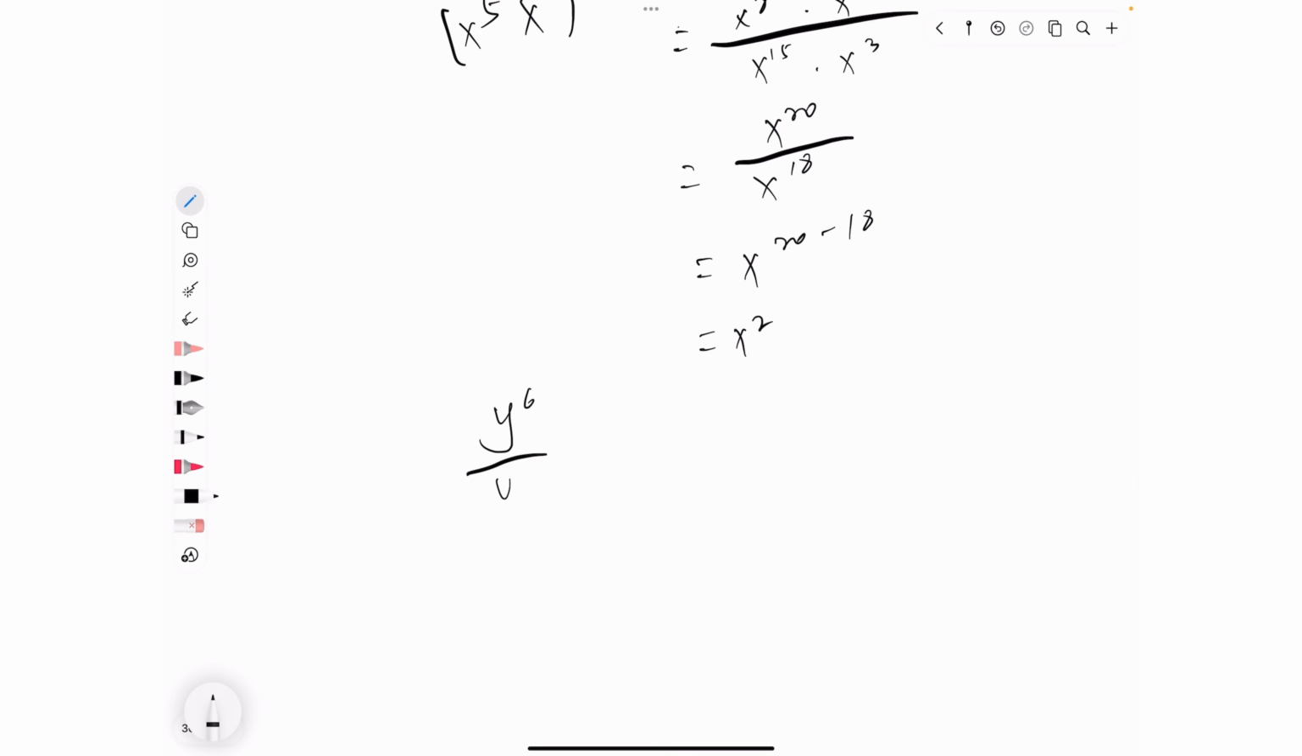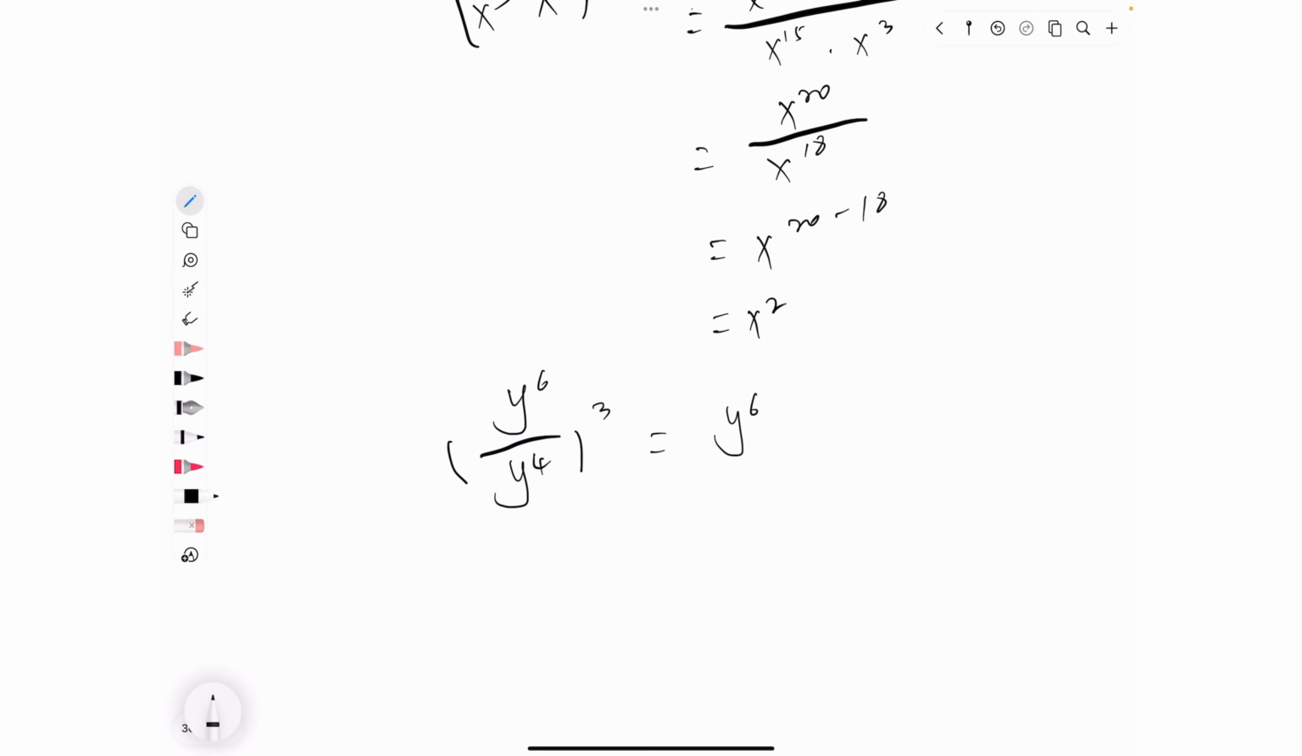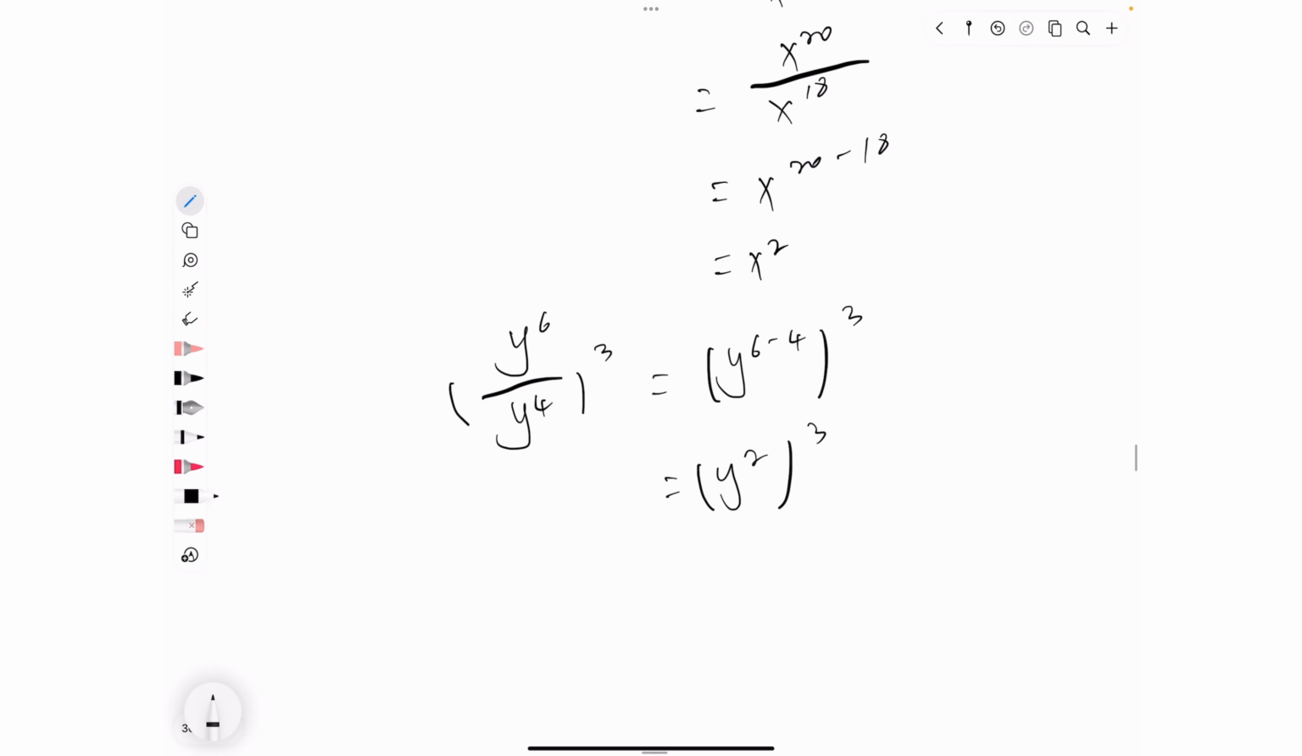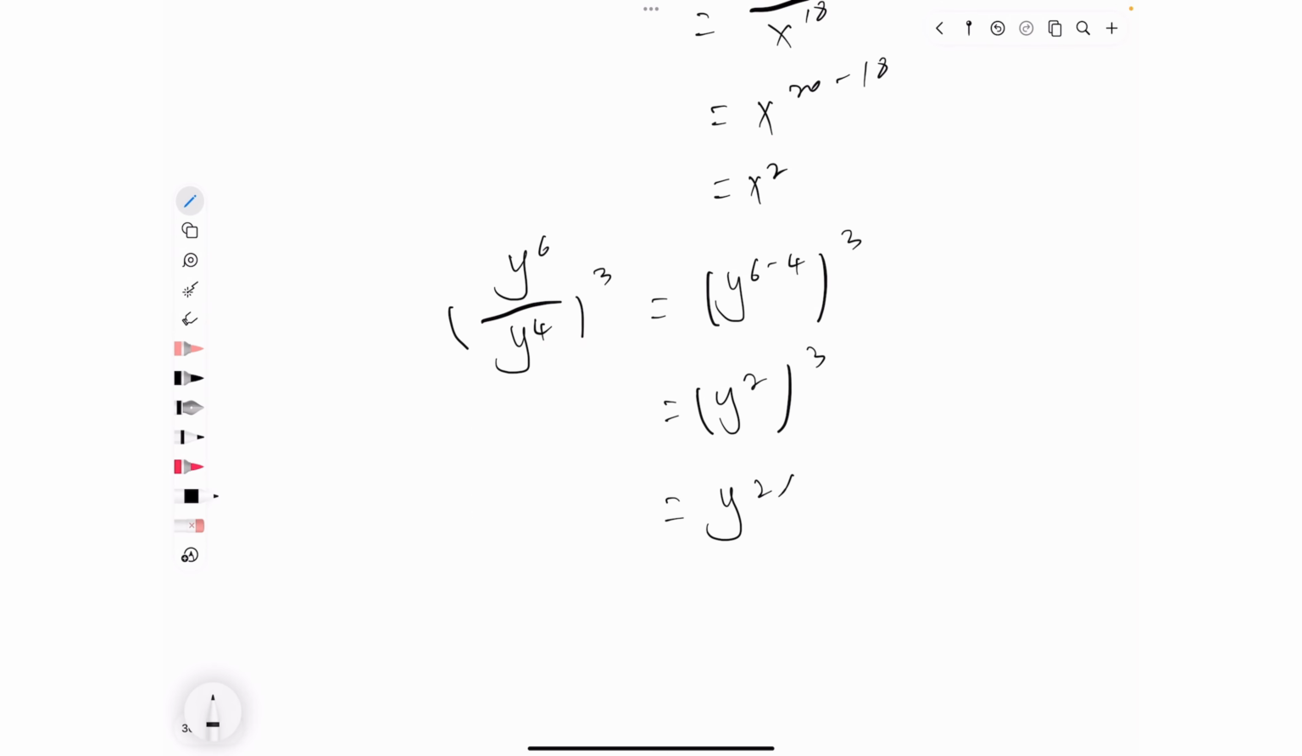y to the 6 divided by y to the 4, all to the 3. We can simplify first inside. So we have y to the 6 minus 4, to the 3. So y squared to the 3. That will give us y to the 2 times 3. That's y to the 6.